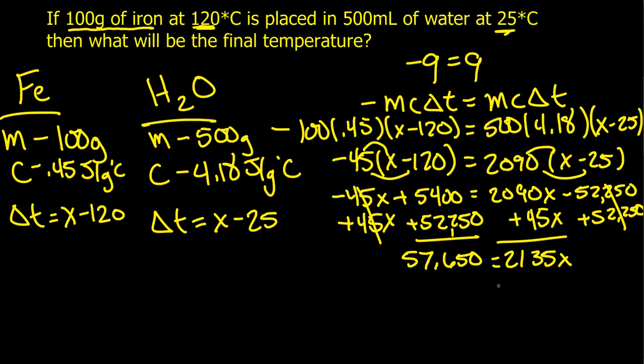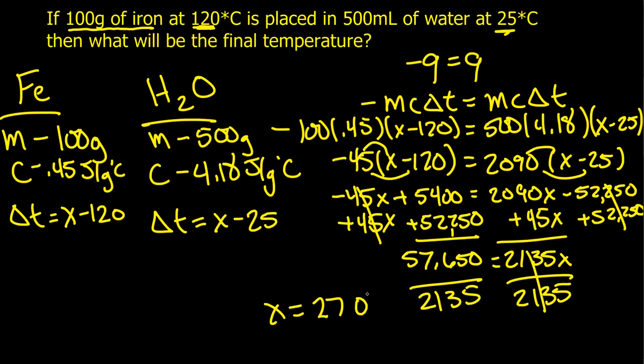So equal to 2135X. So to get X, we divide by 2135. That cancels. So X equals 57,650 divided by 2135. And we get 27 degrees Celsius. Not too bad. Let's try one more just to make sure we got the idea.